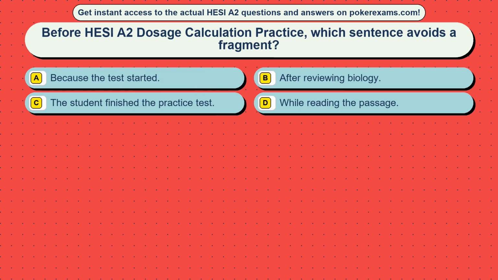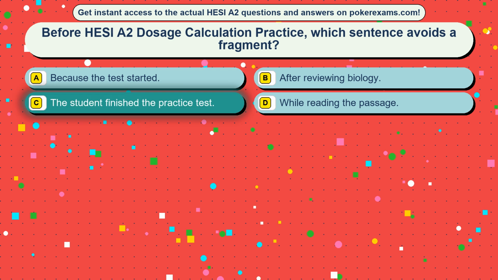Question 45. Before HESI A2 dosage calculation practice, which sentence avoids a fragment? Option A, because the test started. Option B, after reviewing biology. Option C, the student finished the practice test. Option D, while reading the passage.